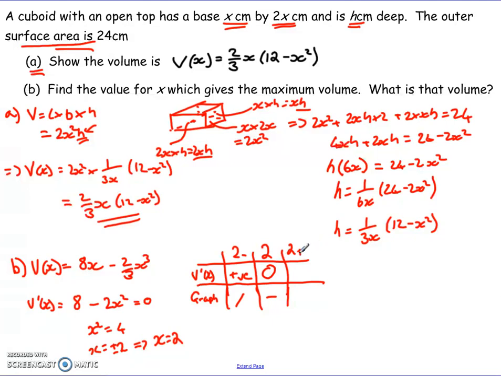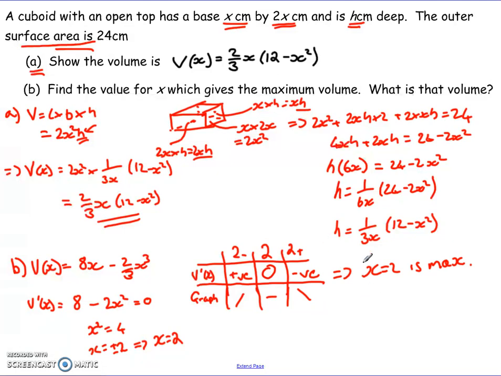If I then look at 2 just above it, so let's say it's 3, I then get 8 take away 2 times 3 squared, 2 times 9, which is 18. 8 minus 18 gives you a negative value, so it's going down. Therefore, x equals 2 is the maximum. X equals 2 gives me my maximum value.